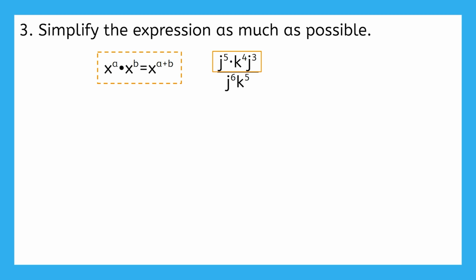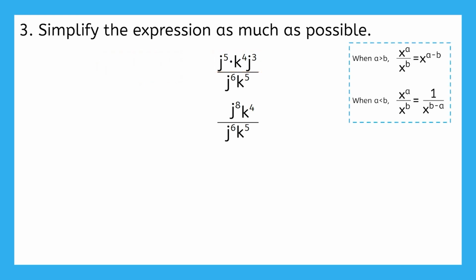If we rearrange the expression to put the like bases next to each other, then we have j to the 5th, j to the 3rd, k to the 4th, with the denominator unchanged. Using the product of powers property, we can combine these j's so we end up with j to the 8th, k to the 4th, over j to the 6th, k to the 5th. Now we're ready to utilize the quotient of powers property. Pause the video and try to finish simplifying this expression the rest of the way on your own.